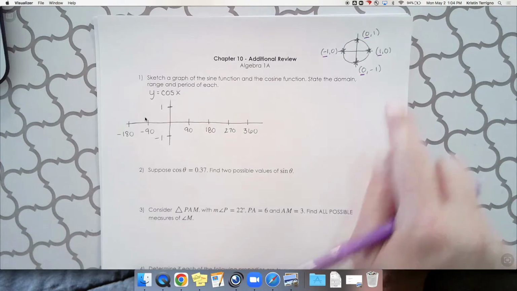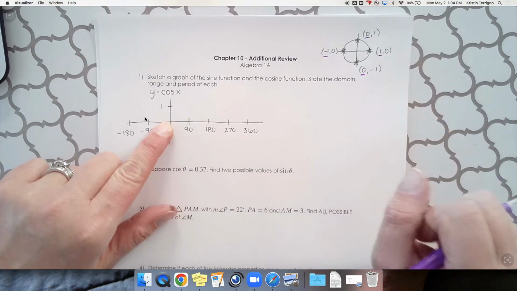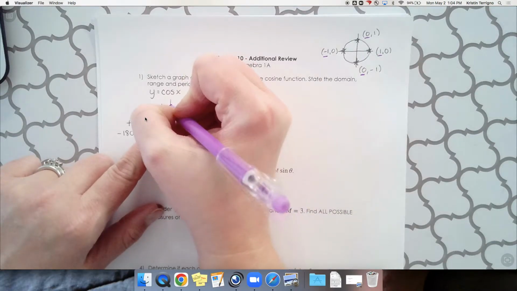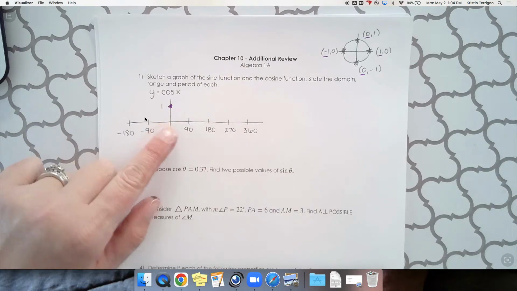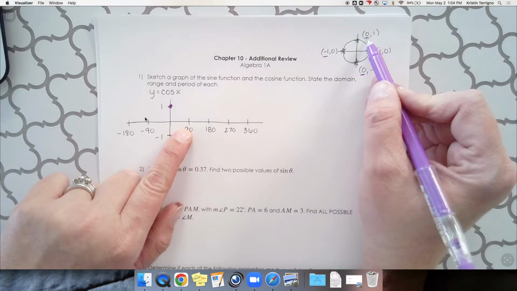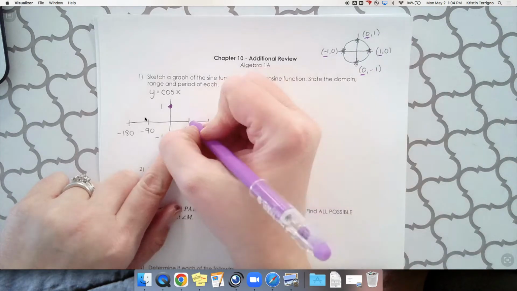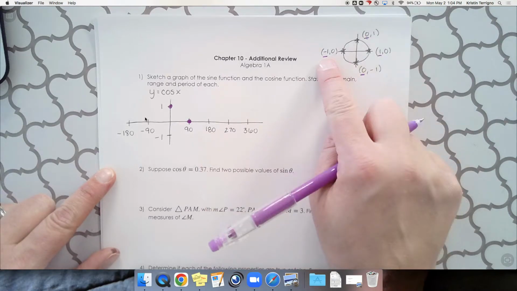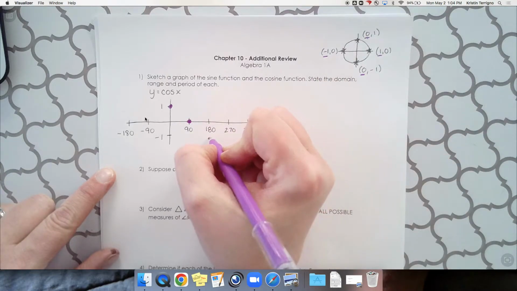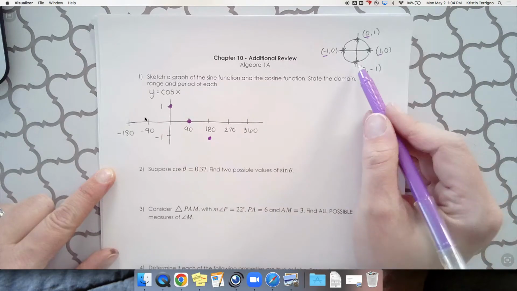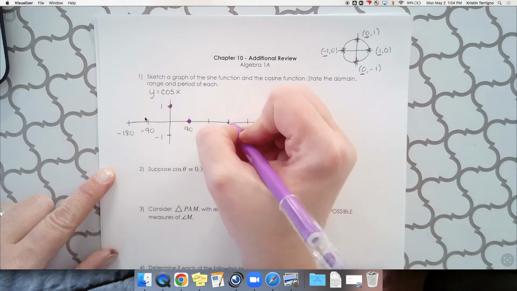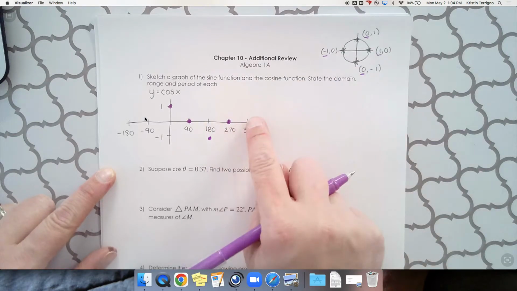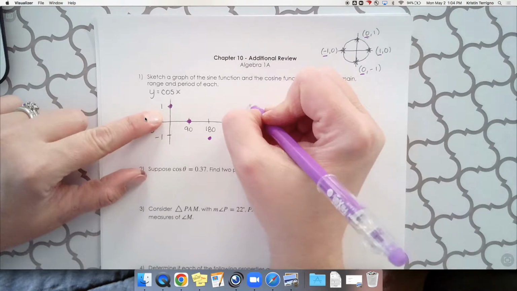So at 0 degrees, which is this spot on my graph, my cosine is equal to 1, so I'm putting a dot at 1. At 90 degrees, my cosine is 0, so I'm putting a dot at 0. At 180 degrees, my cosine is negative 1. At 270, my cosine is back to 0. And when I go all the way around to 360, that should be in exactly the same spot that I started, right? So that's going to be back up here at 1.